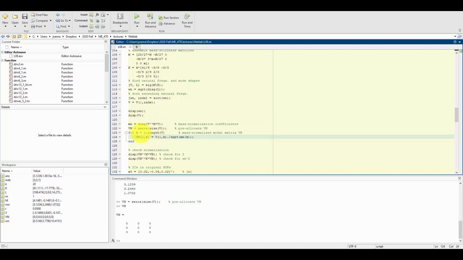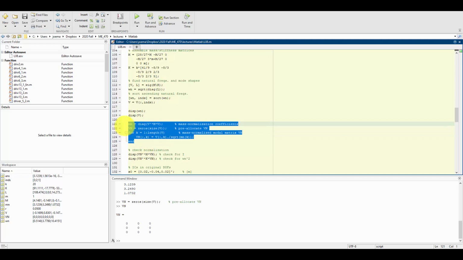So for k equals 1, let's say I'm taking the first column of my original modal matrix, and I divide it by the first mass normalization coefficient from above. And then that is going to become the first column of my mass normalized modal matrix. And then I continue that for columns 2 and 3. And this would work in larger systems as well. If we have 4, 5, 100, 1,000, this process would still be okay to formulate that mass normalized modal matrix. So let me go through that step.